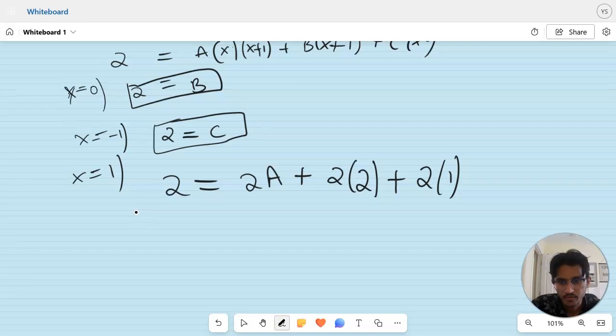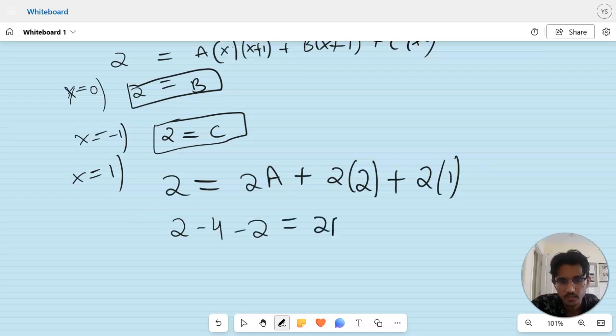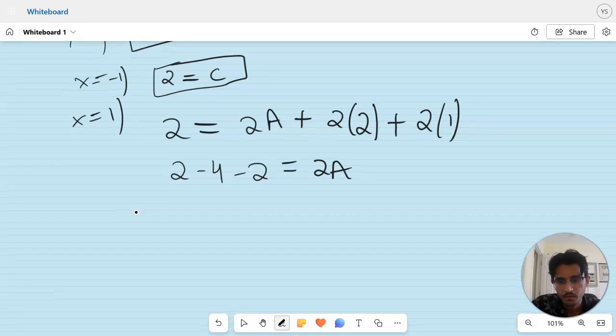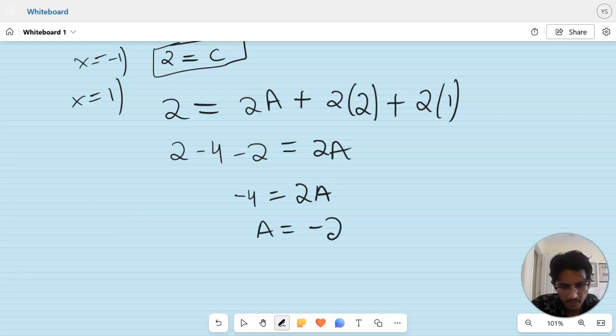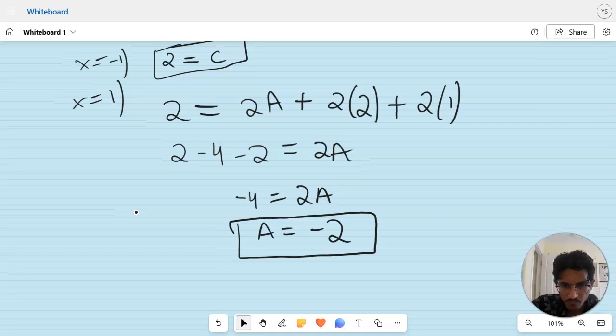Okay, so subtract the 4 from both sides, and 2 from both sides, and we're going to get 2a. So 2 minus 4 is negative 2, so negative 4. Negative 4 equals 2a. And divide both sides by 2, we're going to get a equals negative 2.